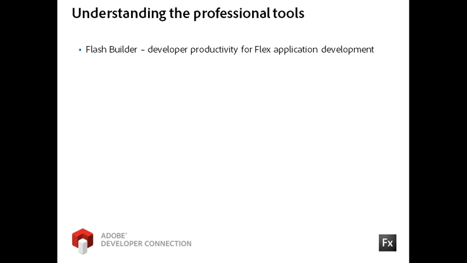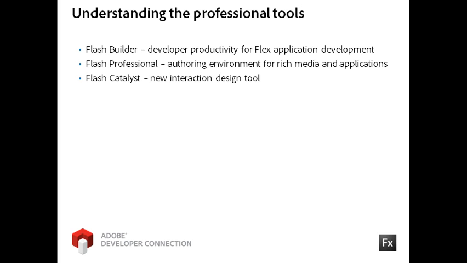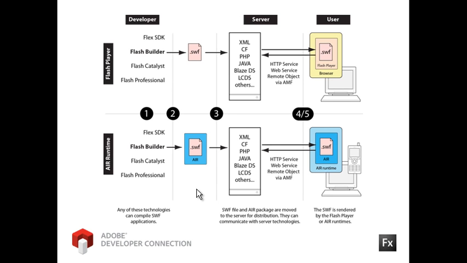Flash Builder is geared towards developer productivity for Flex application development, but it also has a helpful designer-developer workflow. Flash Professional is an authoring environment to create content, animations, applications, and more using visual tools, a timeline, or programming. Flash Catalyst is an interaction design tool for creating interfaces and content without writing code. What they all have in common is that they can compile SWF files, among other file types, which can then be rendered in the Flash Player or AIR runtimes.